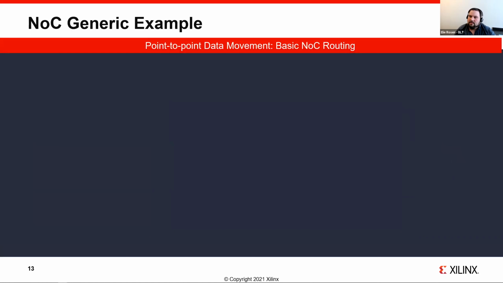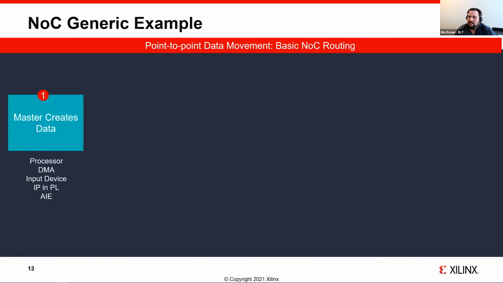Before moving on to the demo, I just want to give a generic example for how data moves through the NoC. So you might have a master or initiator device. Those types of devices can either be a processing system core, it could be a DMA, an input device, some IP that you might have in the programmable logic. For this demo, I'm going to use the AXI traffic generator as a mechanism to, in the PL, generate hardware that'll go into the device. Or it could be an AI engine, part of the Versal series, talking over the NoC as well.